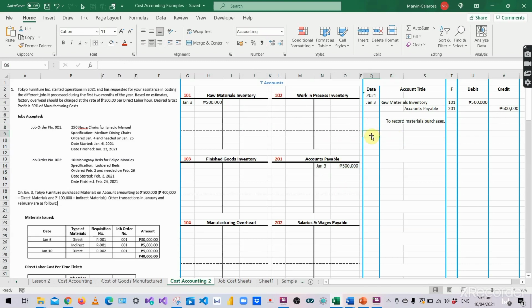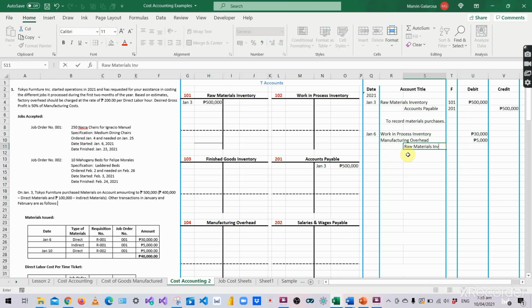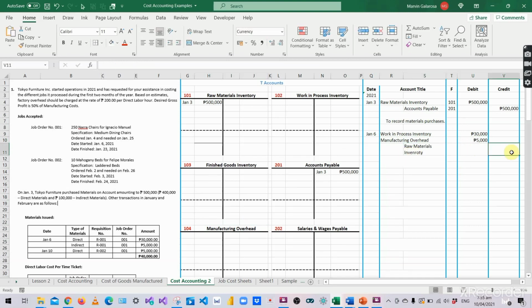And then, next transaction, January 6. So, debit natin si work in process para sa cost ng direct materials. Work in process inventory. How much? 30,000. Debit natin yung manufacturing overhead para naman sa indirect materials. 5,000. Then, credit natin yung raw materials inventory. How much? 30,000 plus 5,000. 35,000.